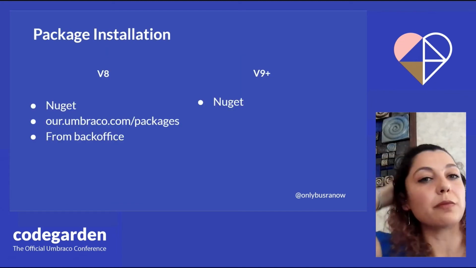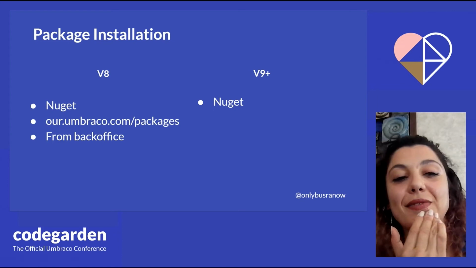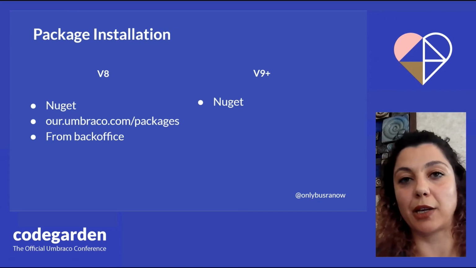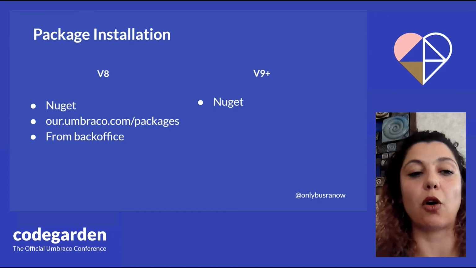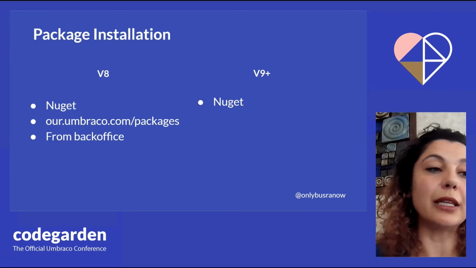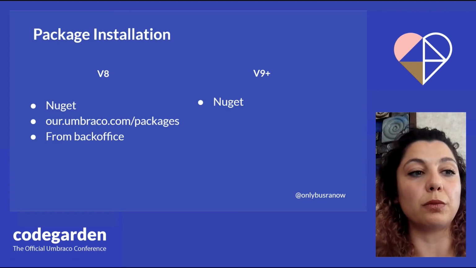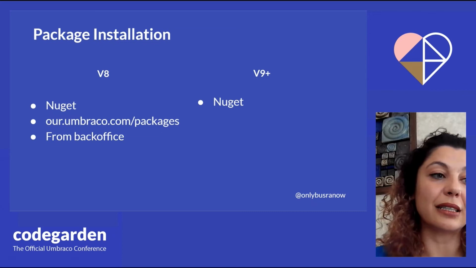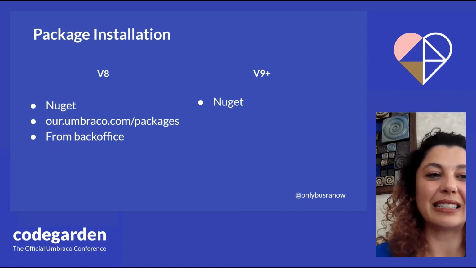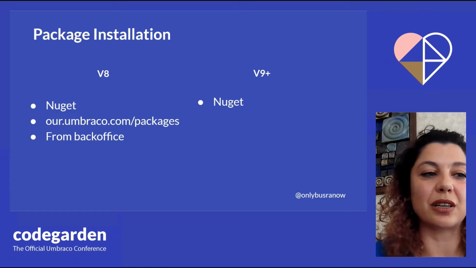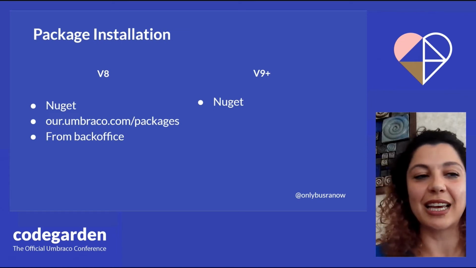Let's check some package installation methods. On version 8, we had NuGet installation. We had our umbraco.com/packages, and you can install them from there or from back office. With version 9, we only have NuGet package install because of the limitations on .NET Core. Also because the NuGet was always the best practice. This is how the .NET world works, and everyone should do it this way. And all these legacy methods are now gone because they were not as good.